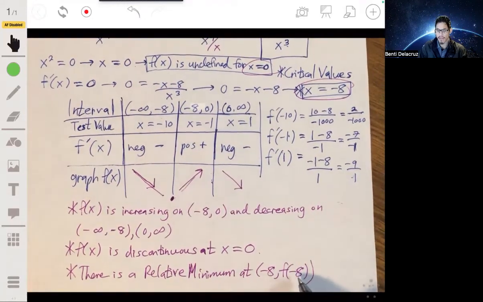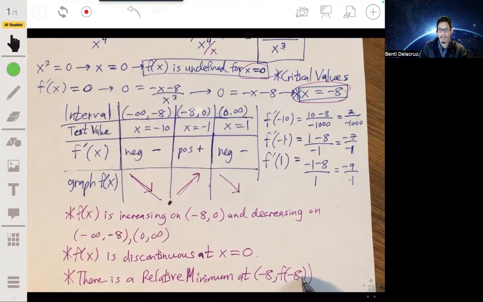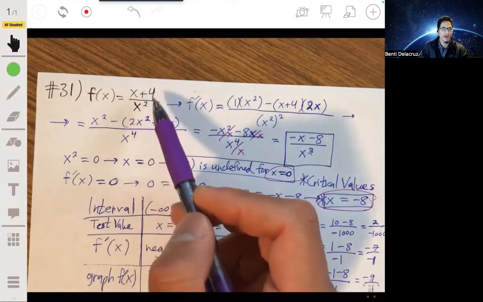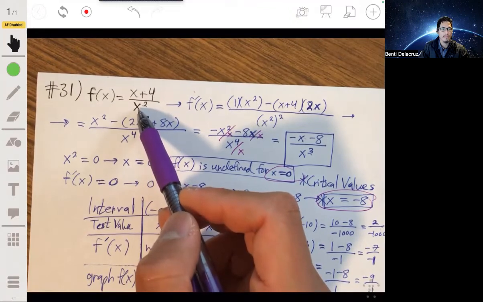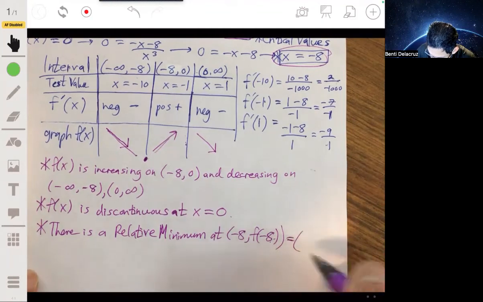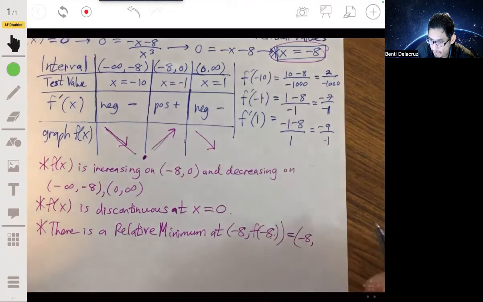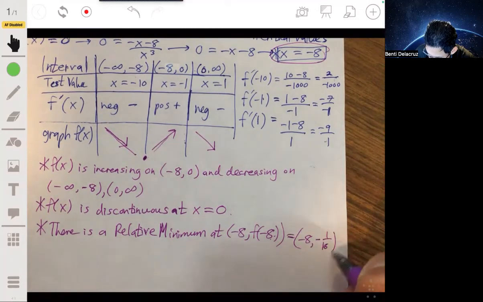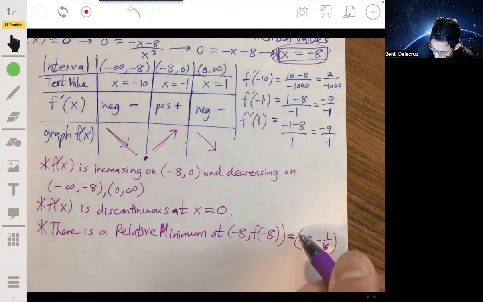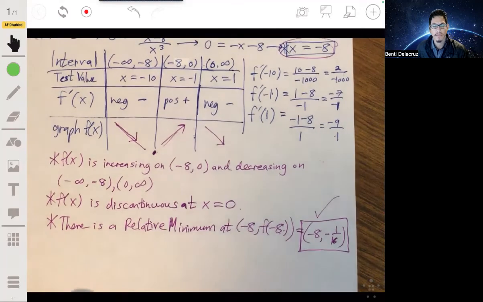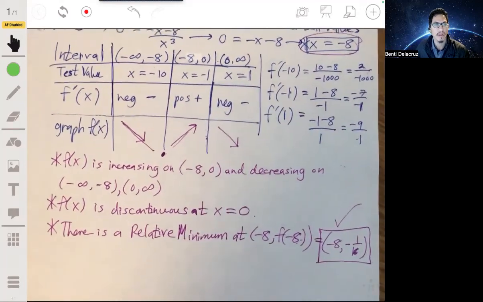Now I can evaluate f of -8. I want to be exact. So I just plug -8 into here. I get -4 over 64. So this is the same as -4 over 64, which is -1/16. Same idea, as long as you get the big picture. And there you go. That's all you gotta do.